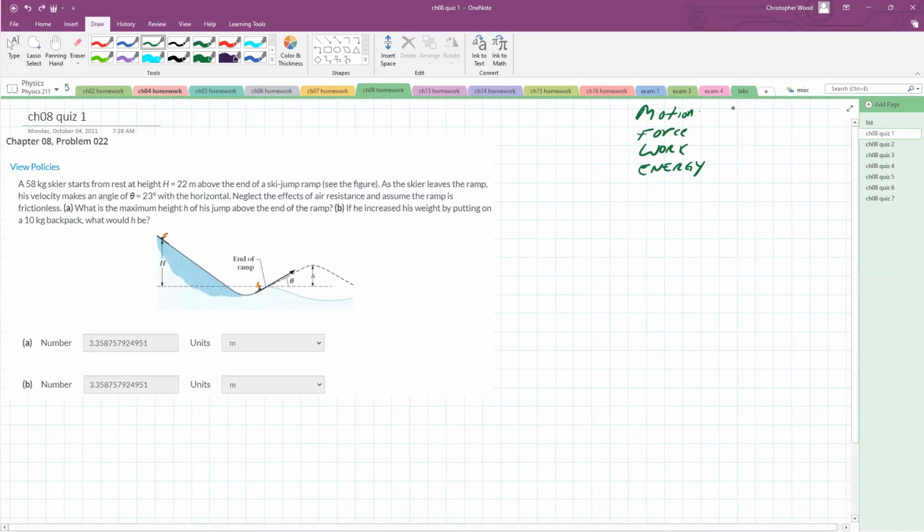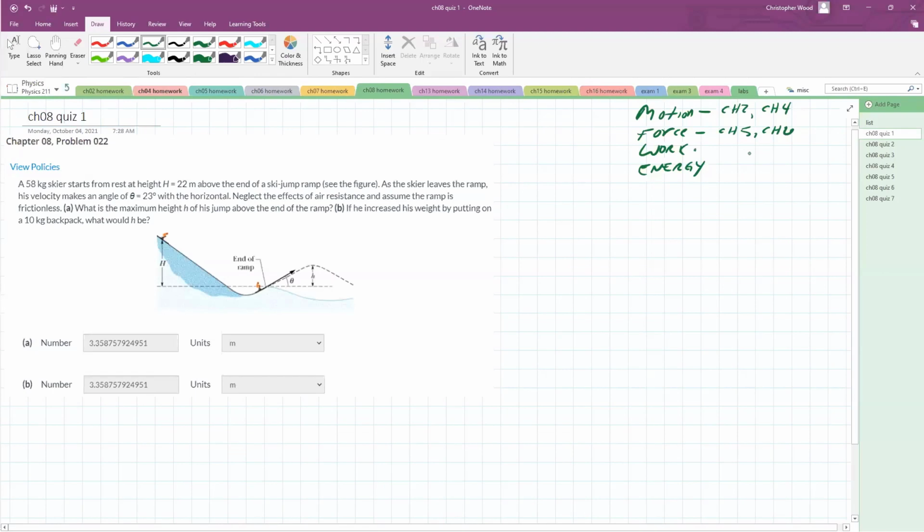Motion was chapters 2 and 4. Chapter 2 was one-dimensional kinematics. Chapter 4 was two-dimensional kinematics. Force was chapters 5 and 6. The only difference between chapter 5 and 6 is that chapter 6 includes centripetal motion and friction. Work was chapter 7. Energy is still kind of chapter 7 and chapter 8.